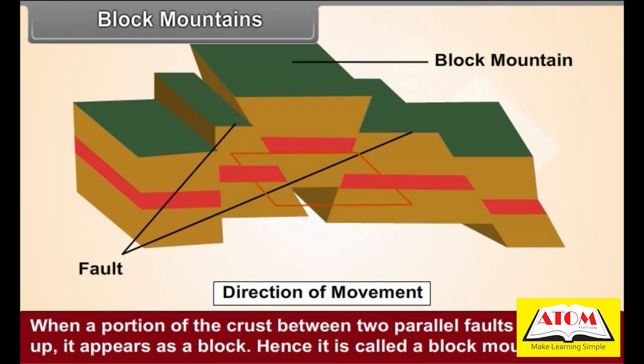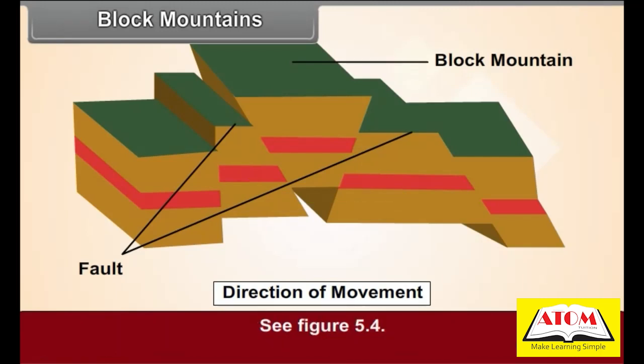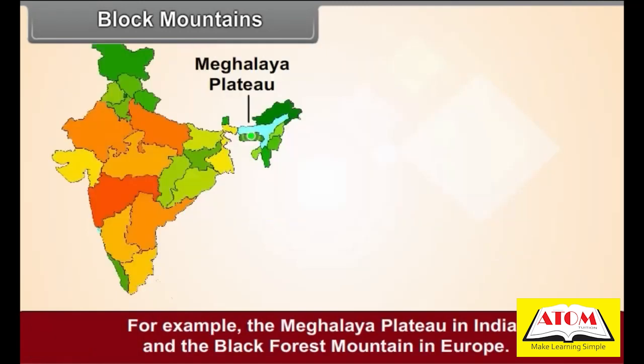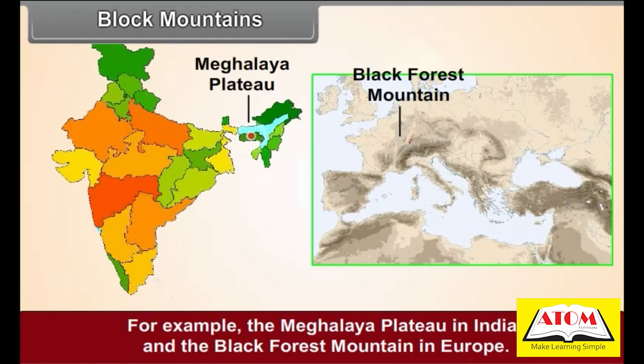When a portion of the crust between two parallel faults is raised up, it appears as a block. Hence, it is called a block mountain. See figure 5.4. The tops of block mountains are generally flat. They do not have peaks. Their slopes are steep. For example, the Meghalaya Plateau in India and the Black Forest Mountain in Europe.